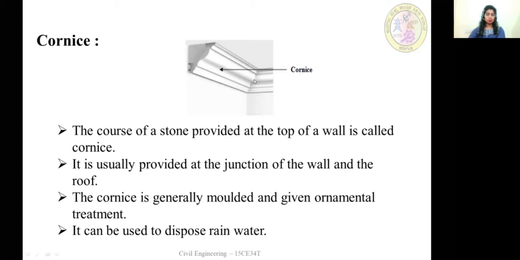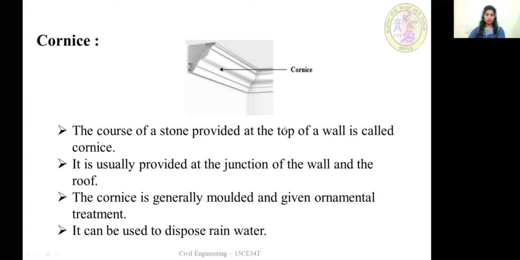The course of a stone provided at the top of a wall is called cornice. It is usually provided at the junction of the wall and the roof. Either it can be inside of the building or it can be outside of the building. The cornice is generally molded and given ornamental treatment.